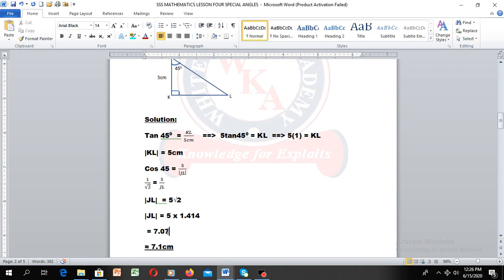That's 7.1. You can see that there are 2 decimal places, 0 and 7. And so 7 is above 5, is bigger than 5. So we round this 0 up to 1. That's why we have 7.1 centimeters. That means the value of the hypotenuse is 7.1 centimeters.